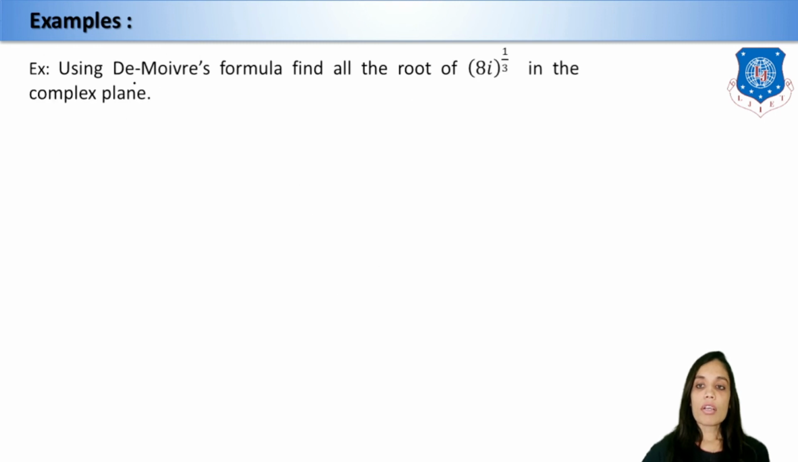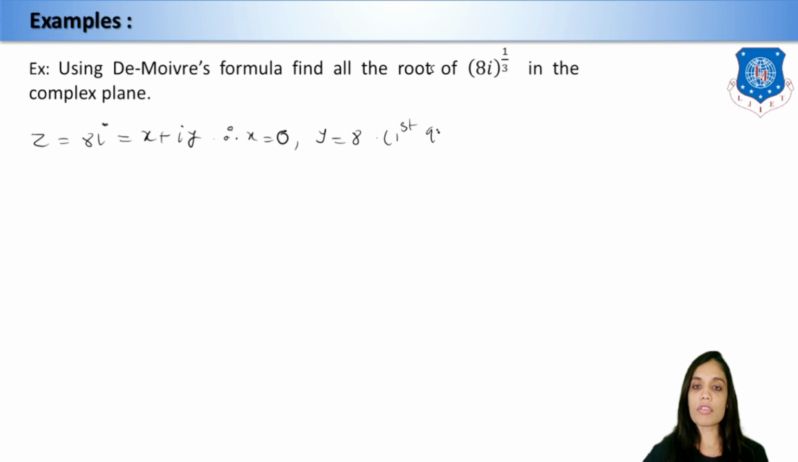Now next example, using de Moivre's formula, we have to find all roots of 8i raised to 1 upon 3 in the complex plane. So now let us convert our complex number z is equals to 8i into polar form. So compare it with x plus iy. So your x is 0 and y is what? 8. And we know this lies in the first quadrant.